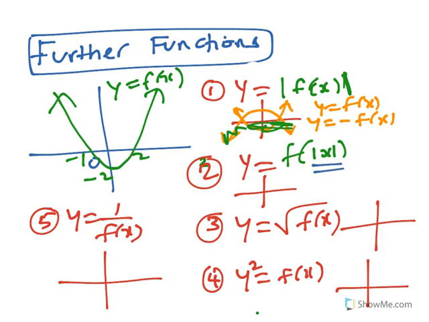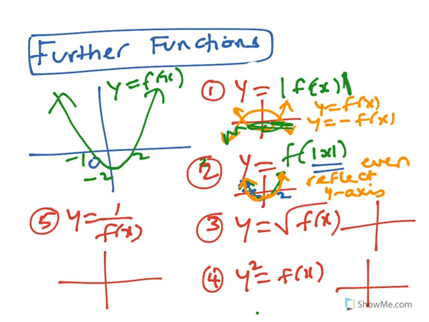Okay, this one here, we draw y equals f of x, then we rub out on this side, so that's 2, and then we reflect it. So it's going to be like that, and then it's going to be like that. You reflect in the y-axis. So it is an even function.